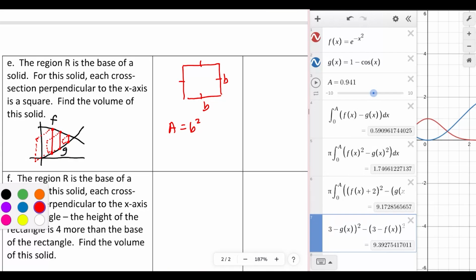Yeah, 9. How'd you get 9? 10 minus 1. Yeah, take the big one minus the small one. So that side length is going to be f minus g. It's going to be whatever the top number is minus the bottom number. That gives you the distance in between. Like over here, let's say this was at 2 and this was at 3. The distance between them would be 1.